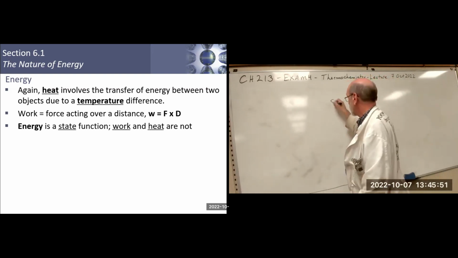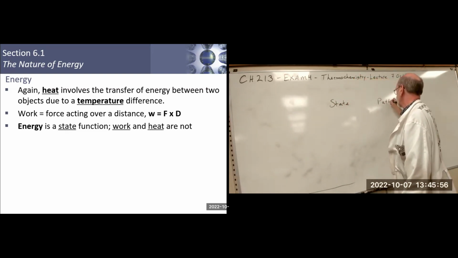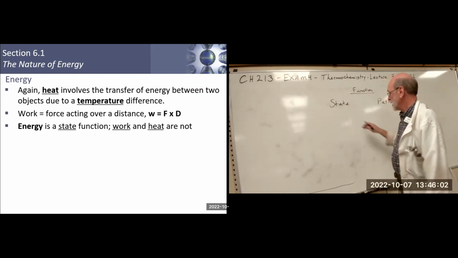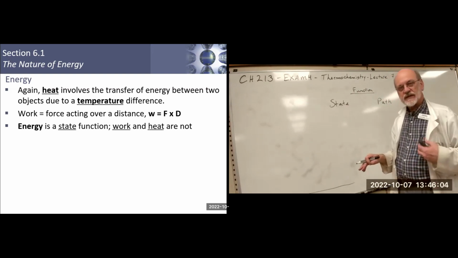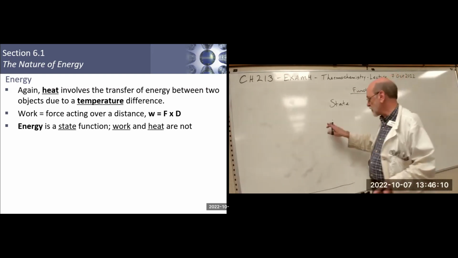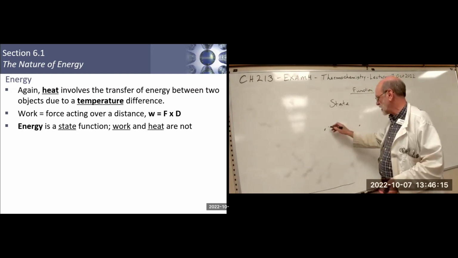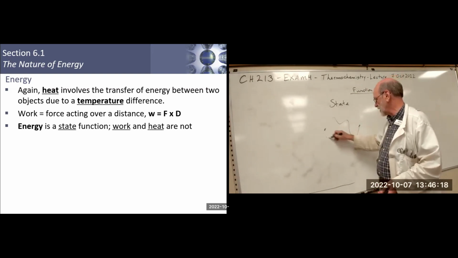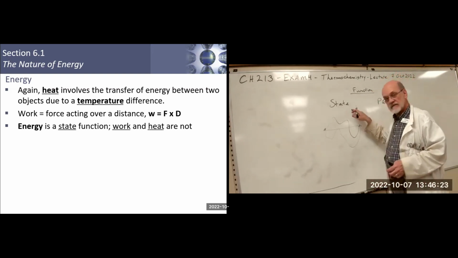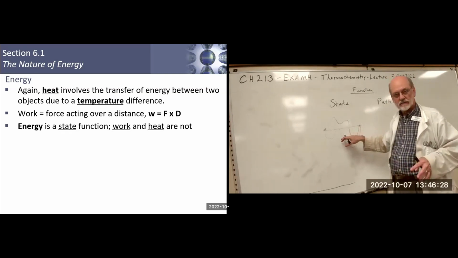It's the difference between a state function and a path function. A state function is any process that happens where it doesn't matter how it got there. We start from here, we end up here. We could go like this, or we could go like this, or we could go straight. The function that's applied to that, if it's a state function, it doesn't care how we got there.